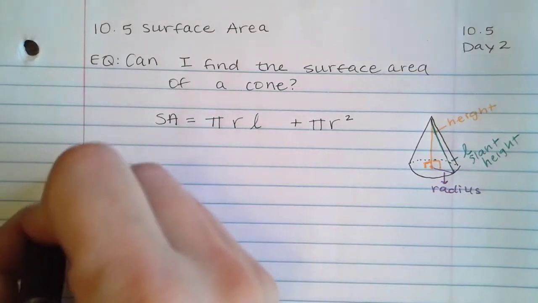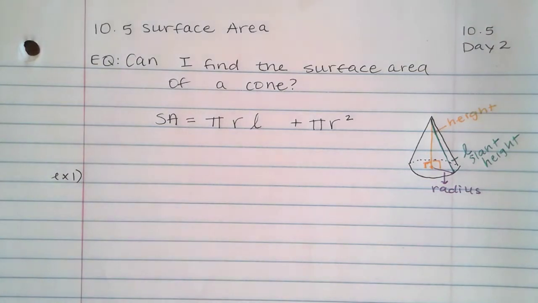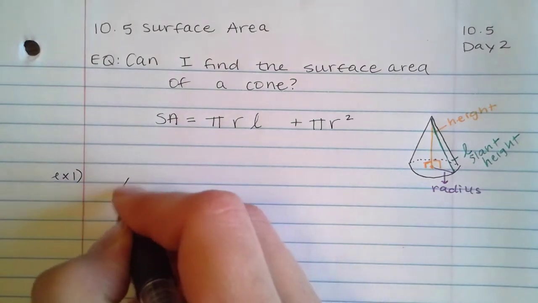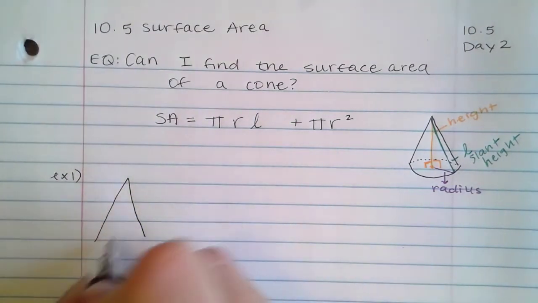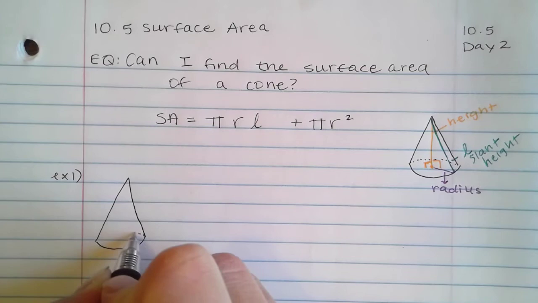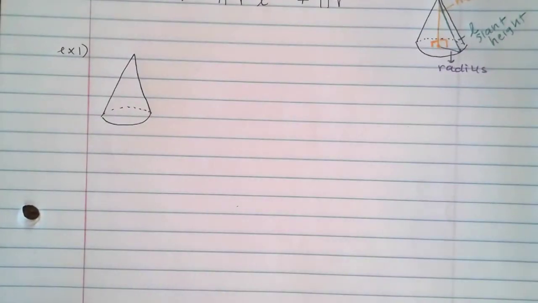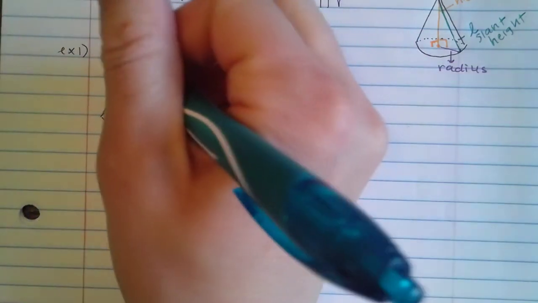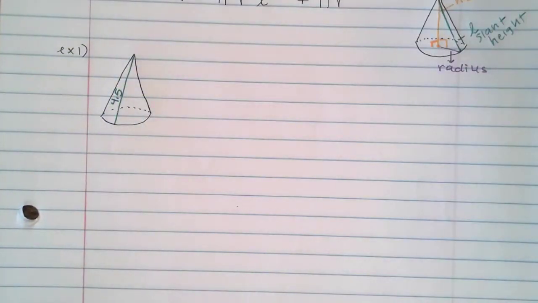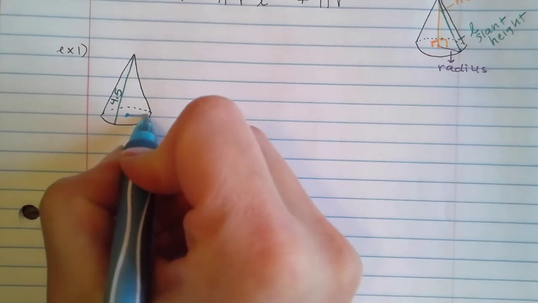So we're just going to jump right into examples. I have two of them here for you today. It should be a little bit shorter. So here is our example. I'm going to give you the measurements on a drawing. That was not my best cone. That's all right. Okay. I'm going to use the same colors. The slant height is 4.5. And the radius is 2.